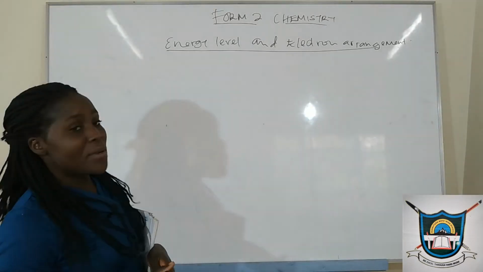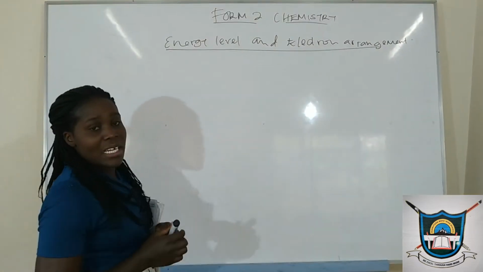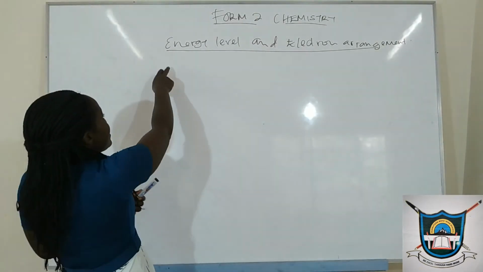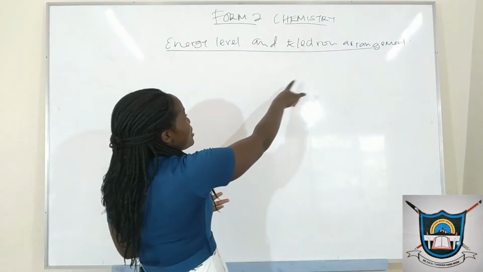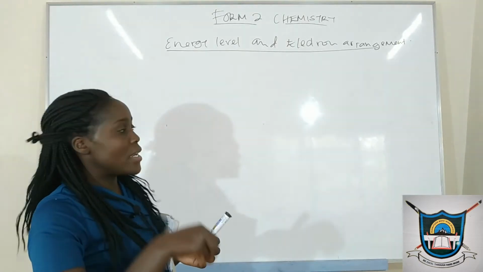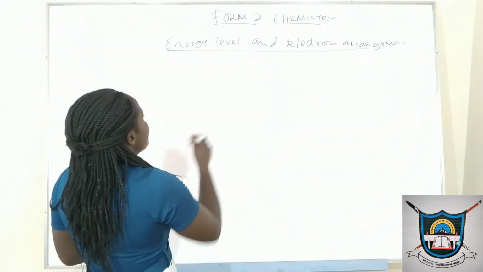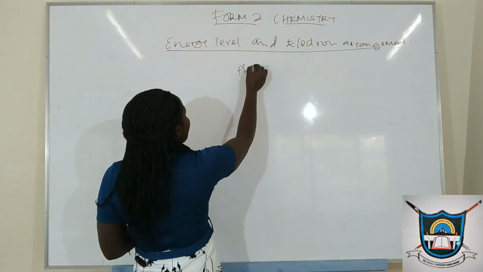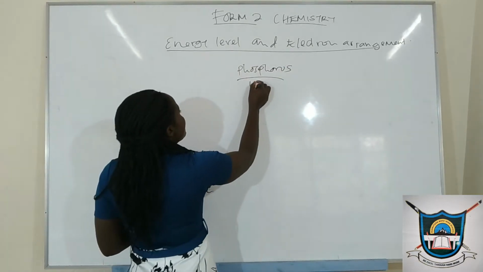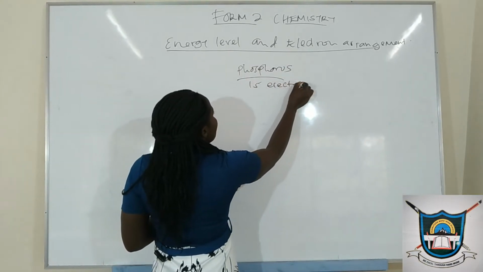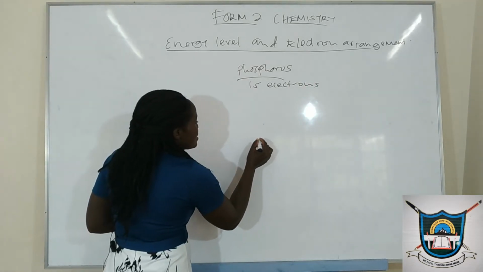So, during the previous lesson, we introduced the subtopic energy level and electron arrangement. And we said the energy level is where we distribute electrons in an atom, and electron arrangement is that distribution of electrons in the energy level. The last one that we did was that of phosphorus. And we said phosphorus has 15 electrons, and this is how electrons are distributed in its energy level.